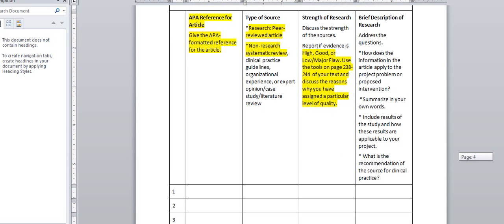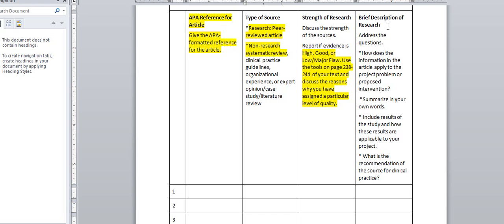for your research. Now, give a brief description of the research. Now, in here, you should give me a summary of this research article. So, more than 3 sentences. I need to see what was the study about, what type of study was it, how does it pertain to your proposed problem, what were the recommendations of the study, how are they applicable to your project.